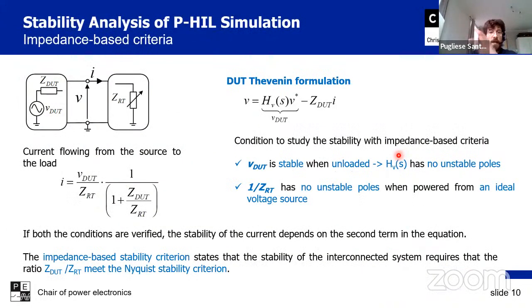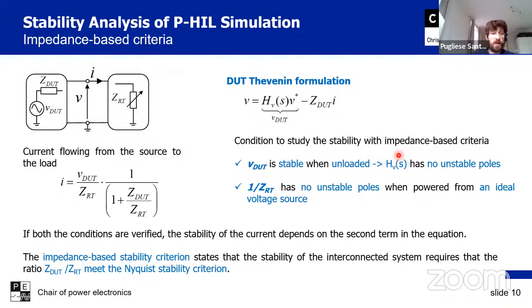As I told you, we need to move to this impedance representation of my plant because we can use it not only for the definition of the error, but we can also study the stability of the interconnected system. In this case, my device under test could be a grid-forming converter which is supplying a load, so my grid is just a pure passive load. So actually, I can use impedance-based criteria in this way.